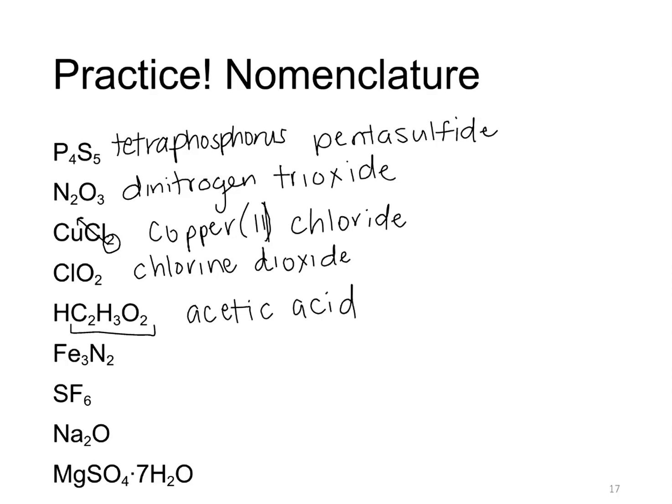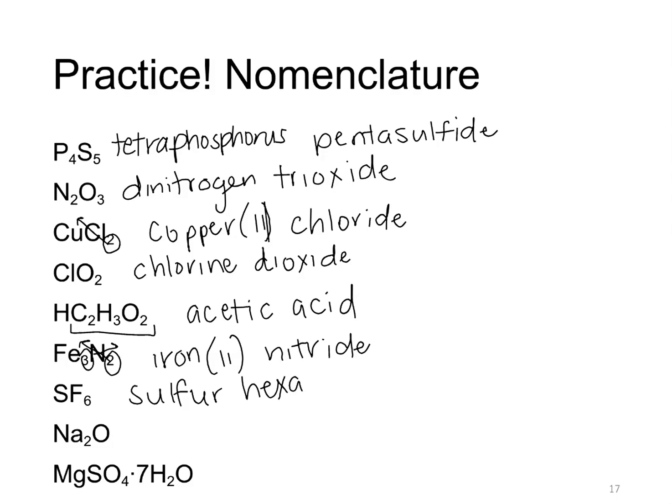For our next one, we can tell that this is ionic. Again, metal and non-metal. We can take these subscripts and backtrack them to find out that the iron is a 2+. So iron(II) nitride. Next one is covalent, sulfur hexafluoride. Next one is ionic, sodium oxide.